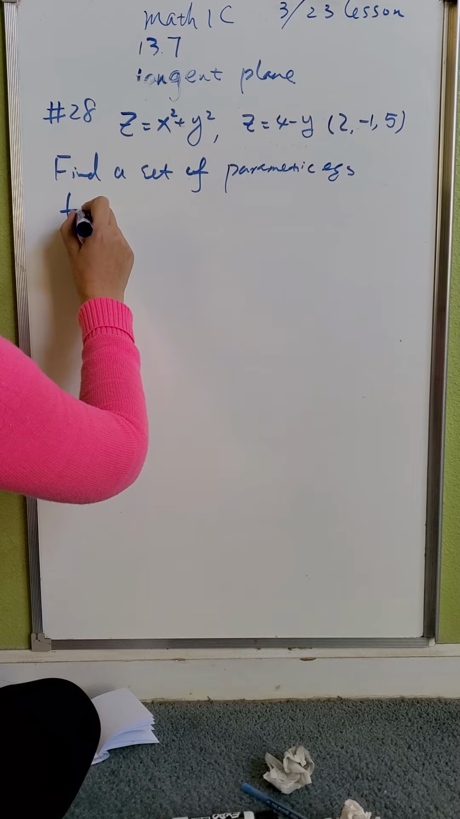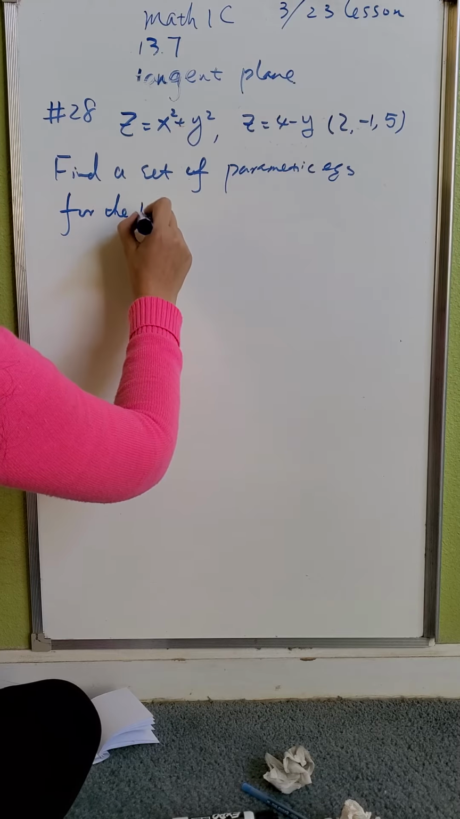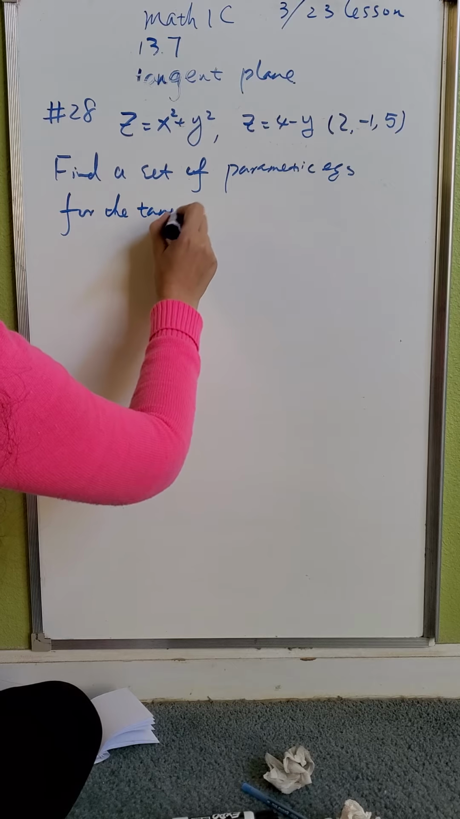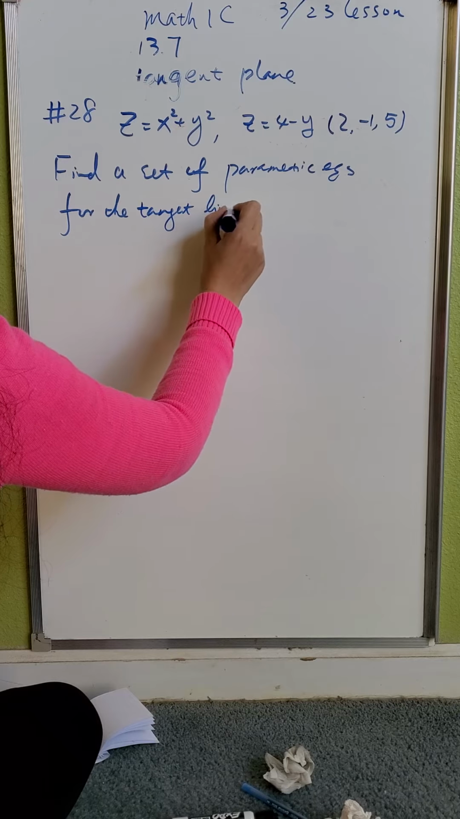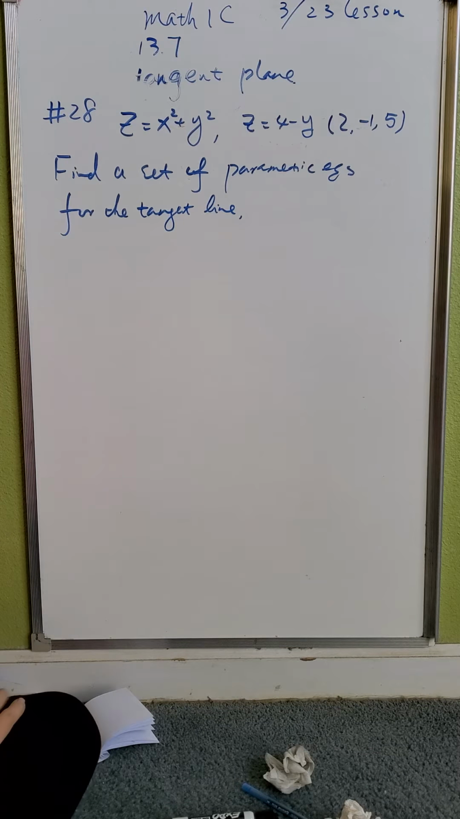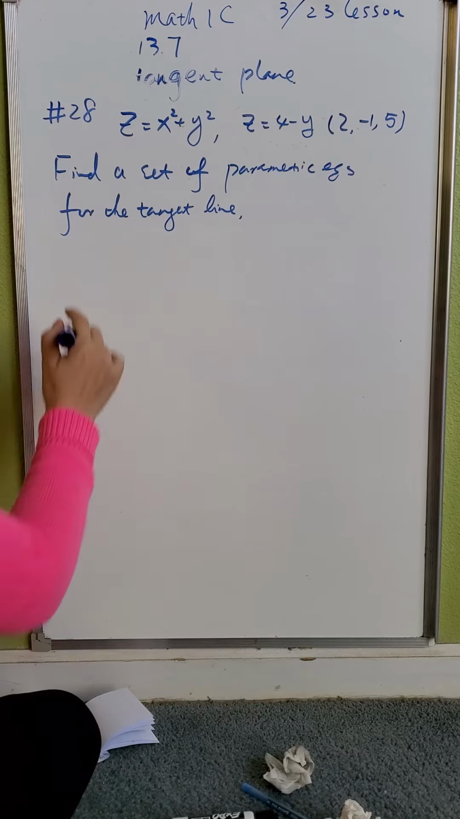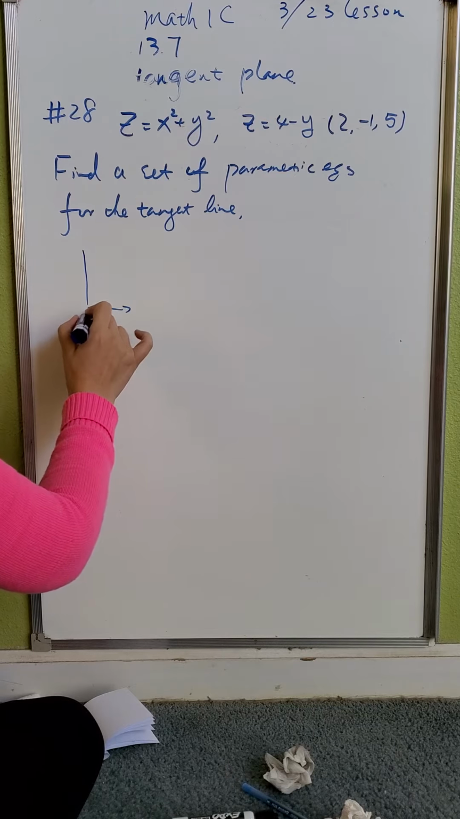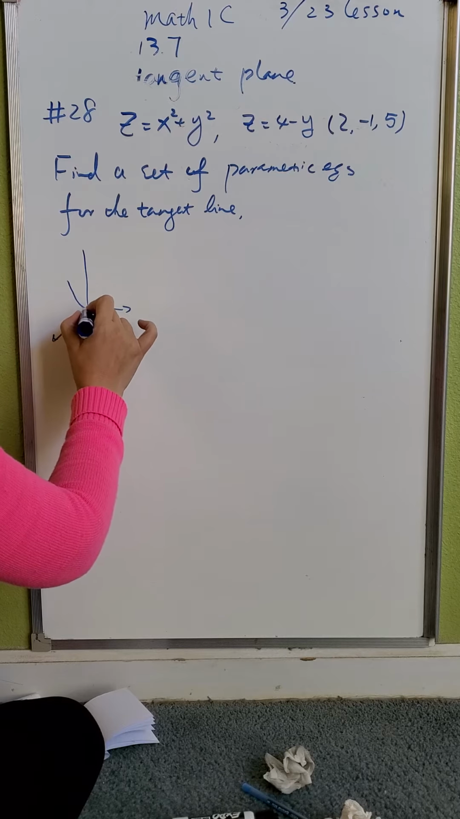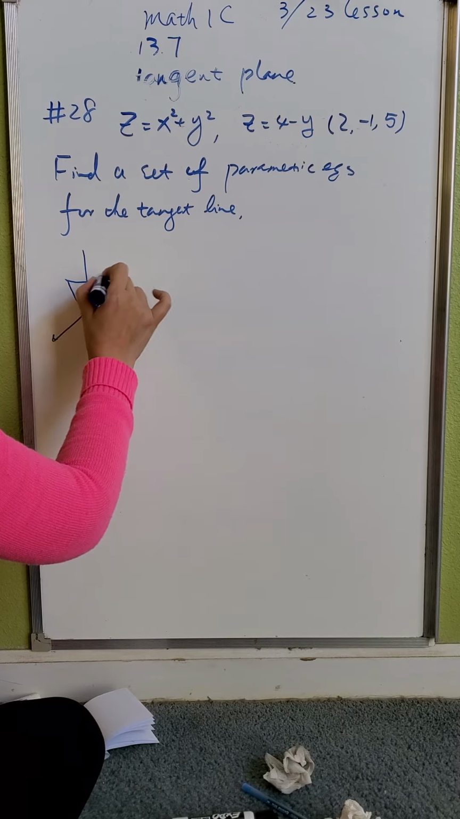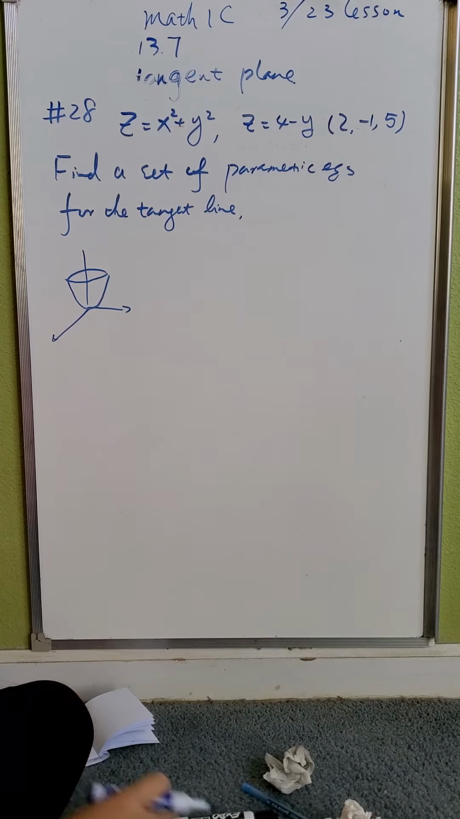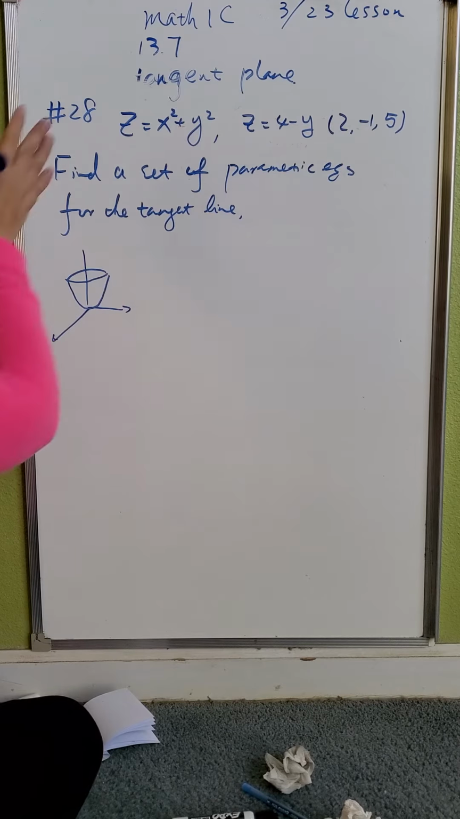for the tangent line. Now this one, if you remember, it's actually like a bowl, okay, like a bowl. We don't need to draw it, but you just get some idea of what it is. And then there's a plane cutting through the bowl.